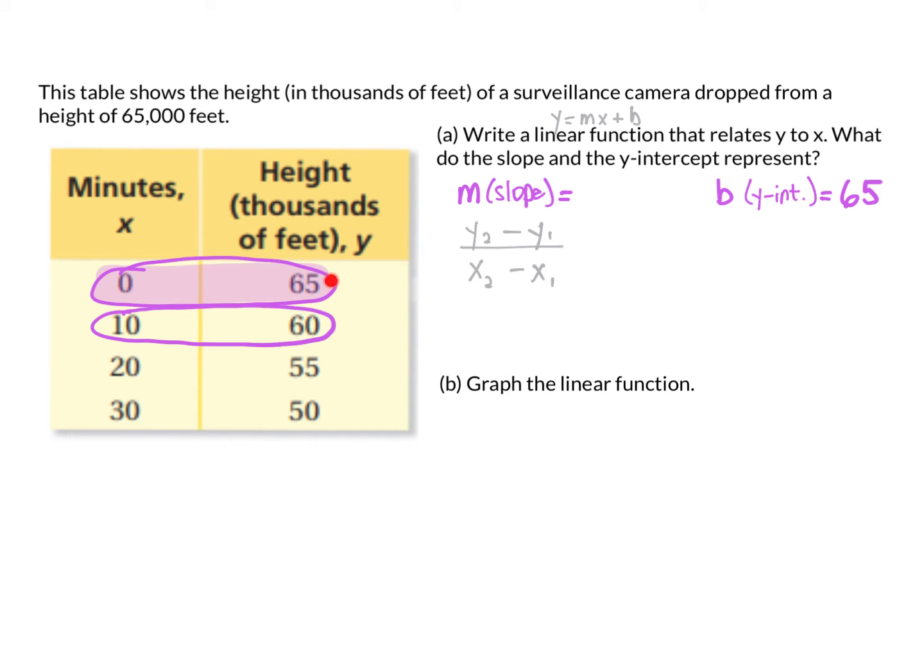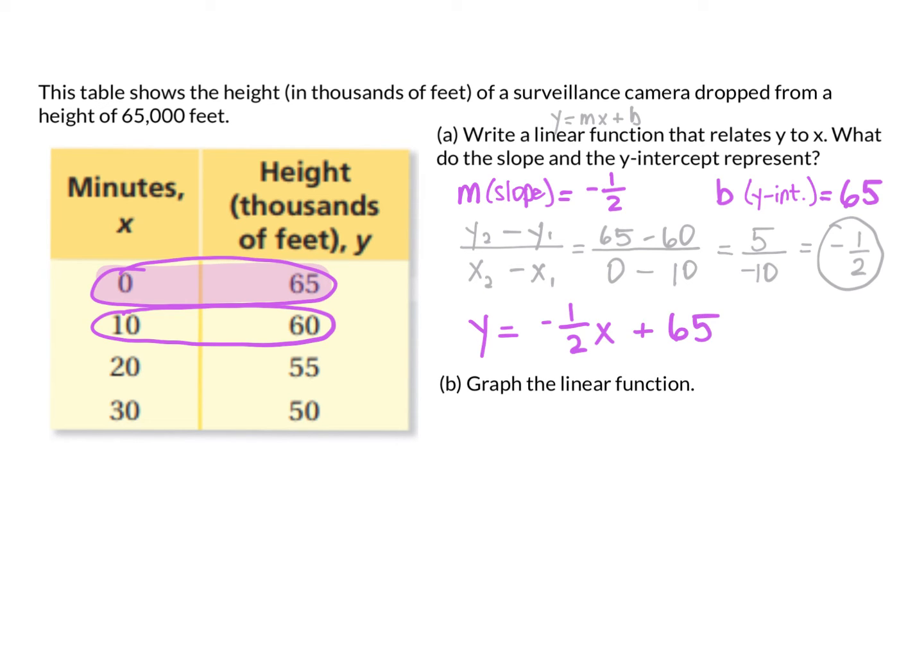And let's start with this: 65 minus 60 over x minus x, 0 minus 10. All right, so 65 minus 60 is 5, 0 minus 10 is negative 10. So 5 divided by negative 10 simplifies to negative 1/2. So our slope is negative 1/2. Now that we have m and b, we can write our linear function, and it's going to be y equals negative 1/2 x plus 65.